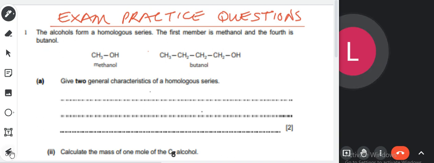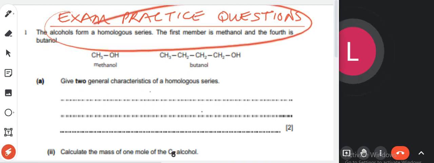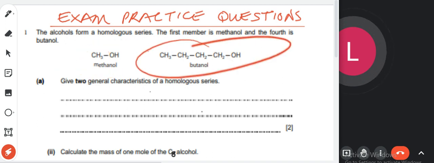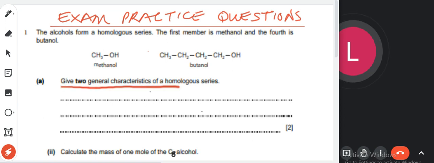Okay, so these are some practice questions on organic chemistry. It says the alcohols form a homologous series. The first member is called methanol and the fourth is butanol. This is methanol. Of course, the functional group is OH, the hydroxyl functional group. This is methanol, this is butanol. And it says give two general characteristics of homologous series.